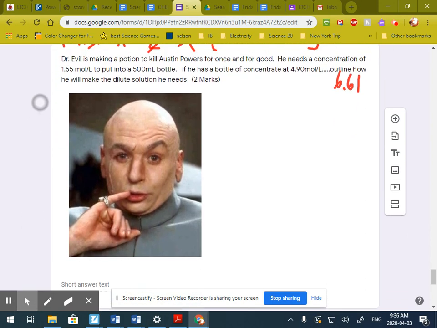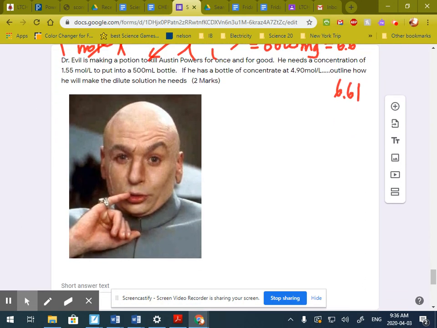Okay, here's the Dr. Evil question. Now, you had to do this. I marked it out of 2. You had to do the math, right? So if we're reading this question, he has a concentration of 1.55, and he's going to put it into a 5-liter bottle. He wants that final concentration. The first concentration is 4.90. So this is a dilution problem.